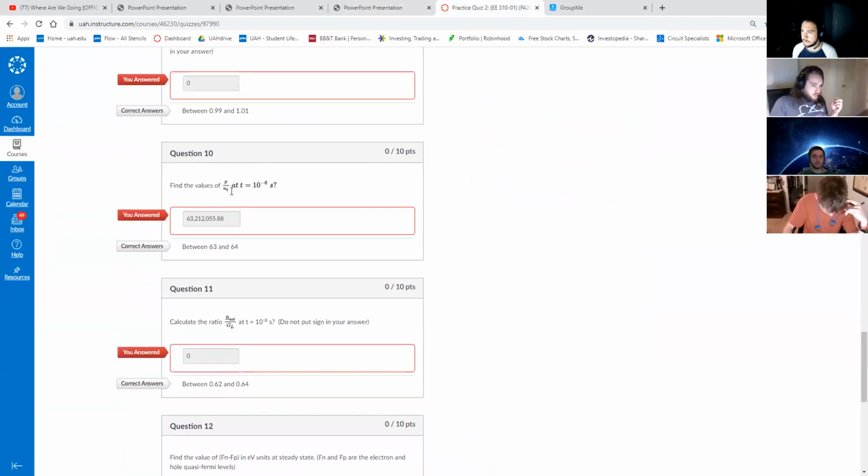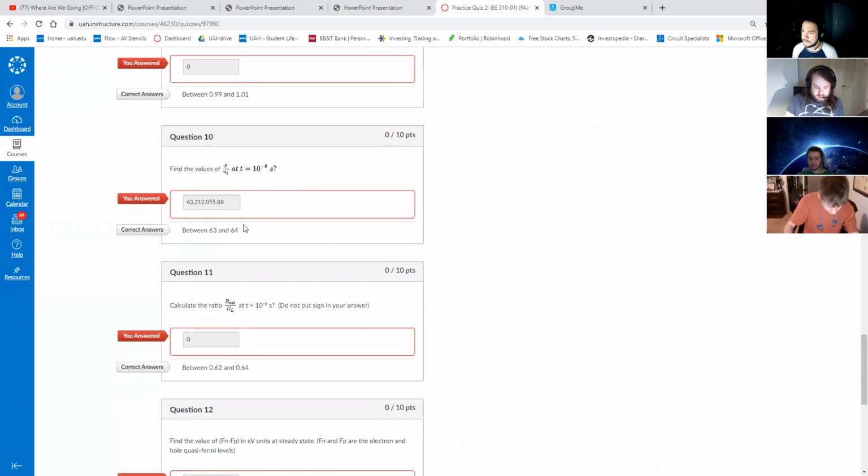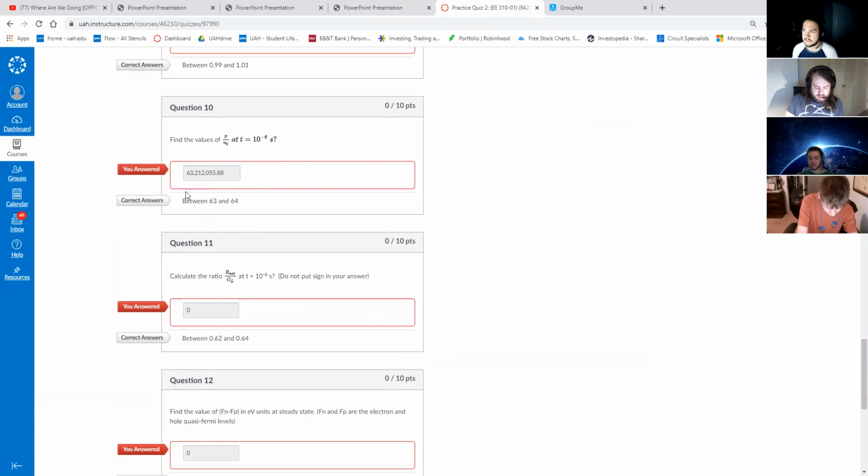And then this is a similar question. So find the values of P over Ni at T to the -6th. You see how my answer is like 63 million, but the correct answer is 63 and 64. So this is where my previous mistake of not multiplying by tau p really shows up, because my first two numbers are right. It's just the fact that it's to some ridiculous power of 10.